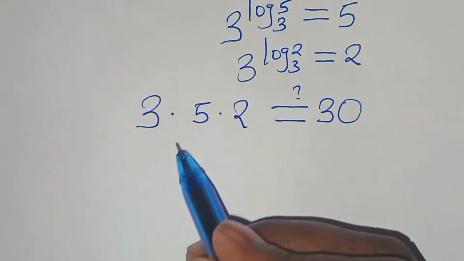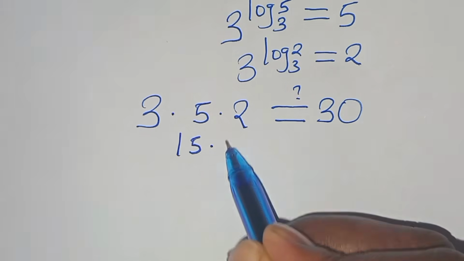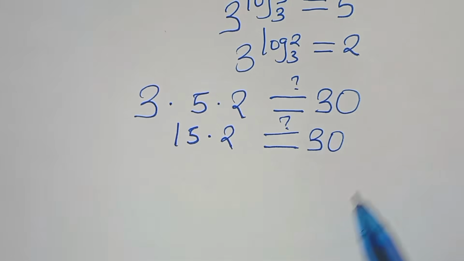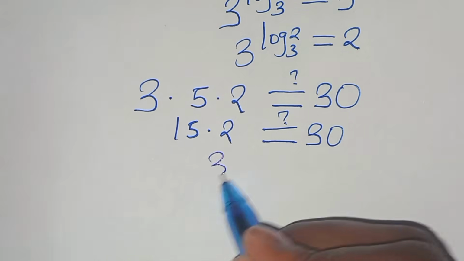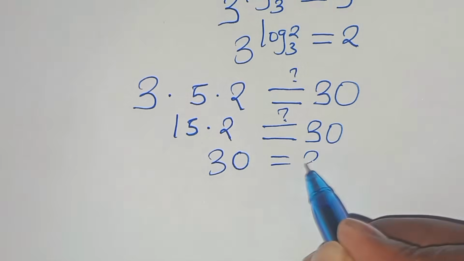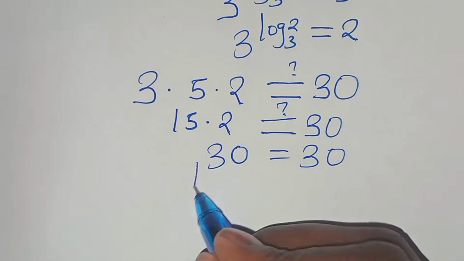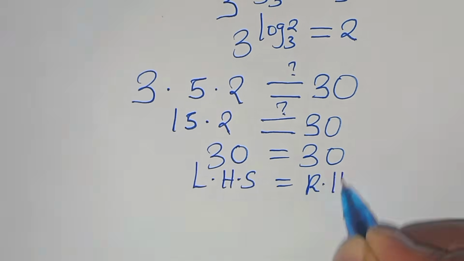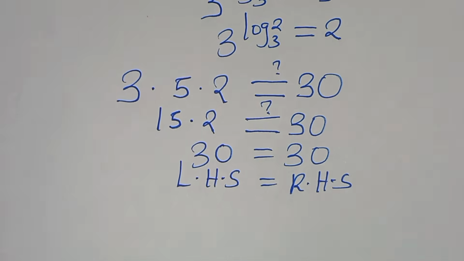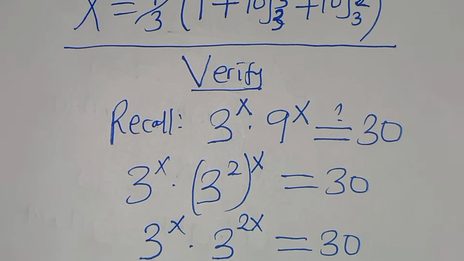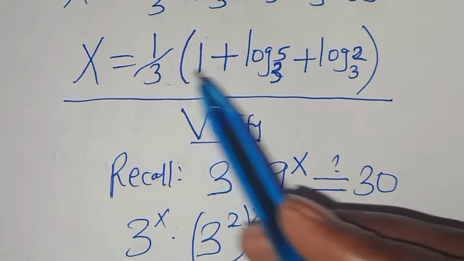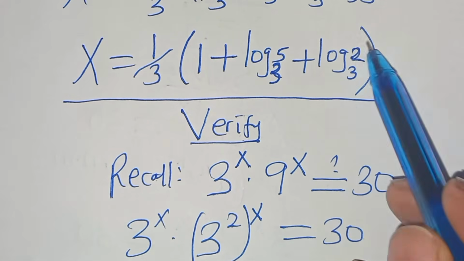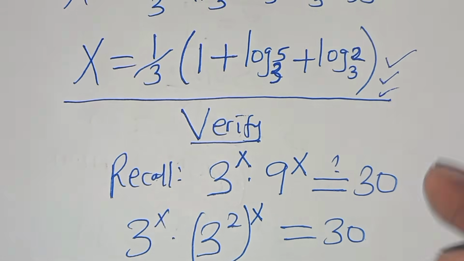So 5 times 3, this is 15 multiplied by 2. This should give us a value of 30. So 15 times 2, this is 30, which is equal to 30. So the left hand side is equal to the right hand side. And this proves that the value of x here, which is 1 over 3, into the parentheses, 1 plus log 5 to base 3 plus log 2 to base 3, satisfies the equation.